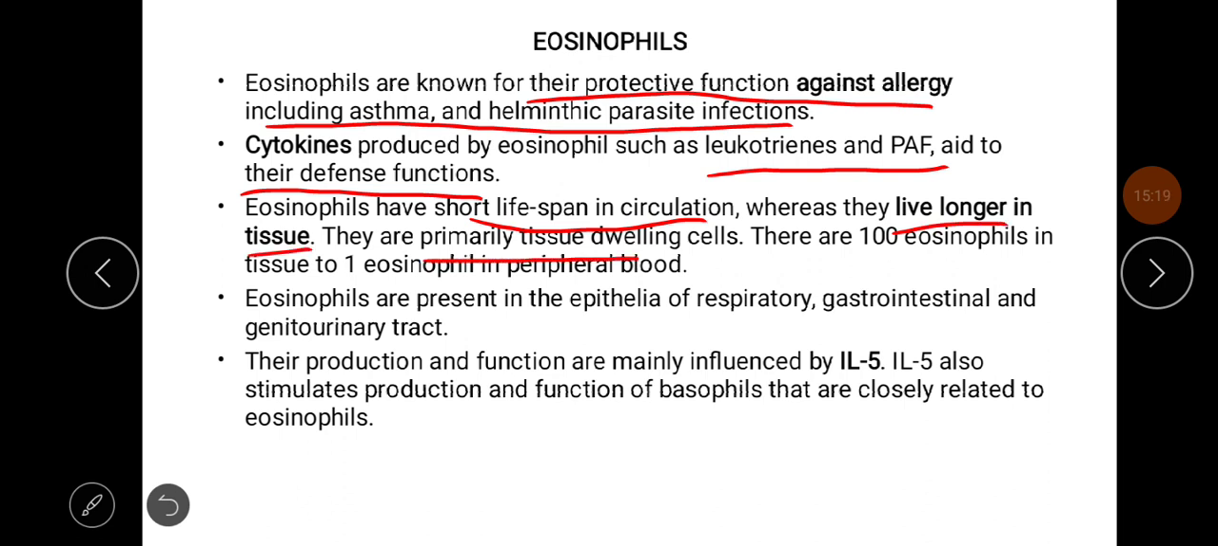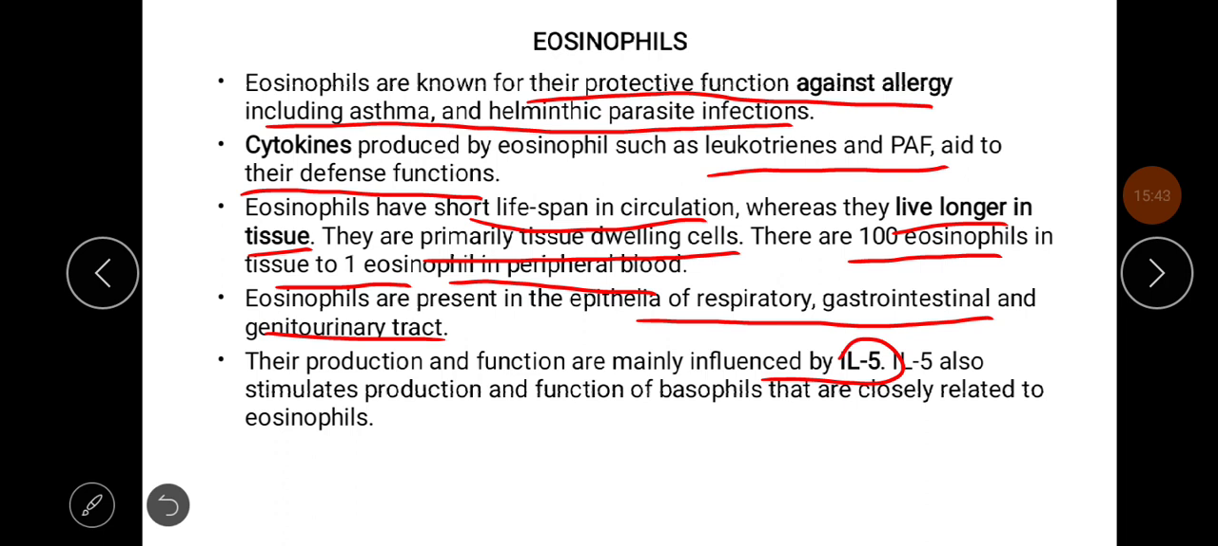They are primarily tissue dwelling cells. So there are about 100 eosinophils in tissue to 1 eosinophil in the peripheral blood. Eosinophils are present in the epithelia of respiratory, gastrointestinal, and genitourinary tract. Their production and function are mainly influenced by interleukin 5. Interleukin 5 also stimulates the production and function of basophils that are closely related to eosinophils.